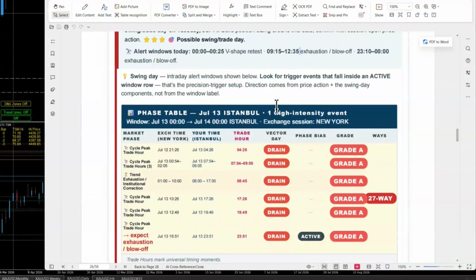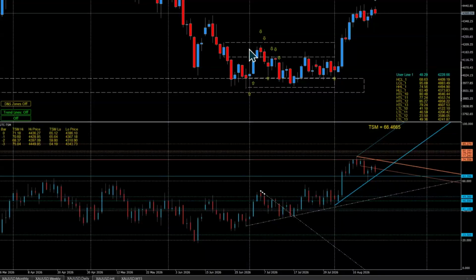Okay, we're looking for places where we can sell off. Okay, and that's it. Market coming down. Now look where we're at again. We're in this zone. Remember, we mark this zone in.